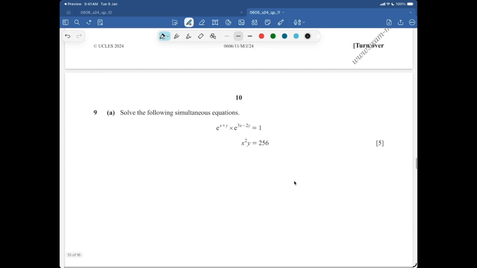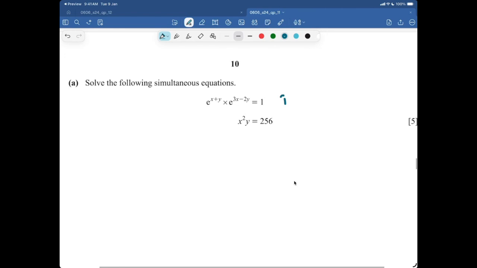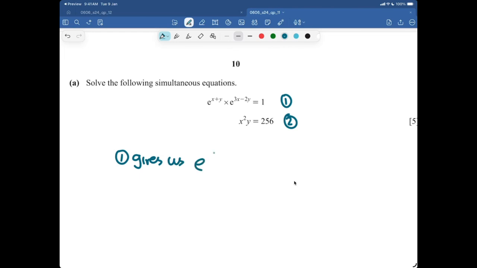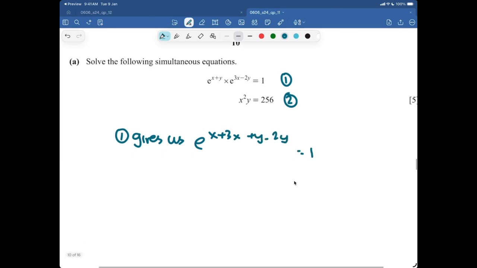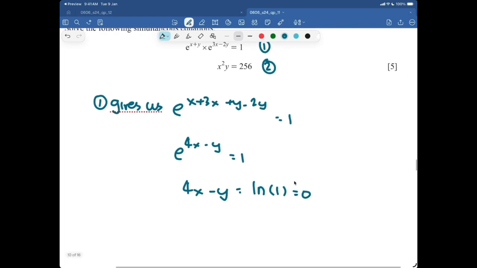Okay, so some index laws and simultaneous equation solving. So let's just label the equations as 1 and 2. So 1 gives us e, and by index law, you could add up the indices. So e to the 4x minus y is equal to 1. So 4x minus y equals natural log of 1, which is equal to 0, and so we have y equals 4x.